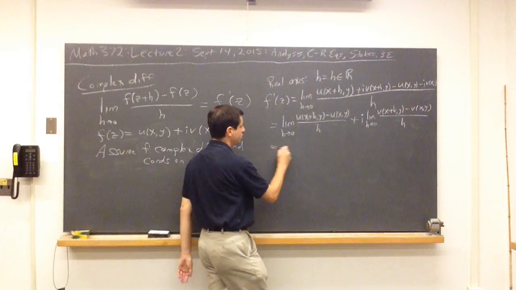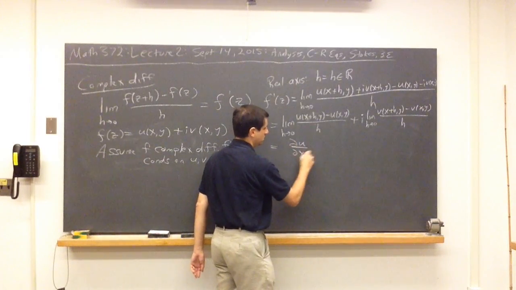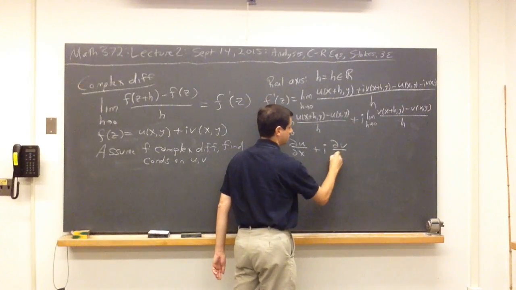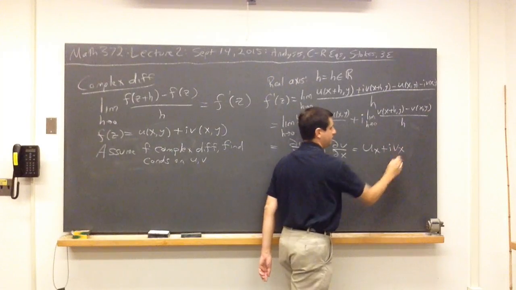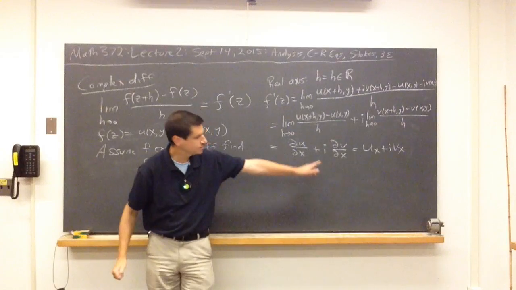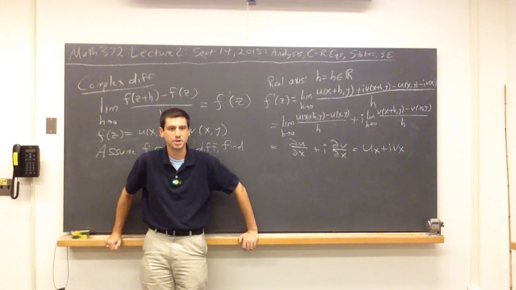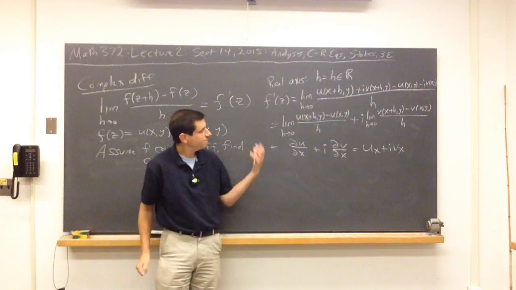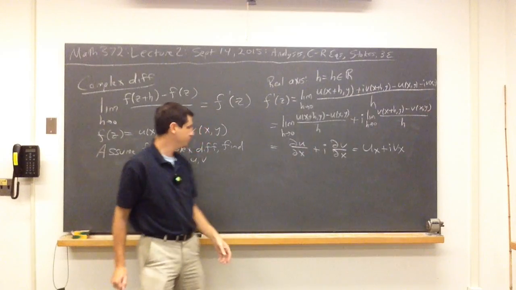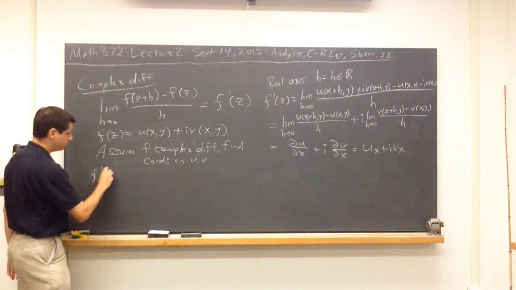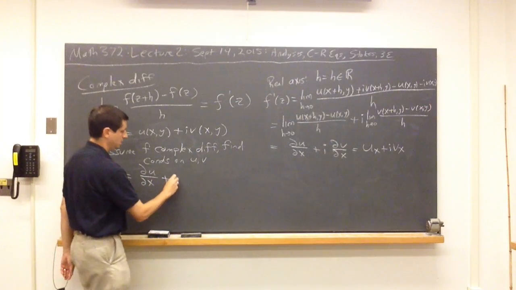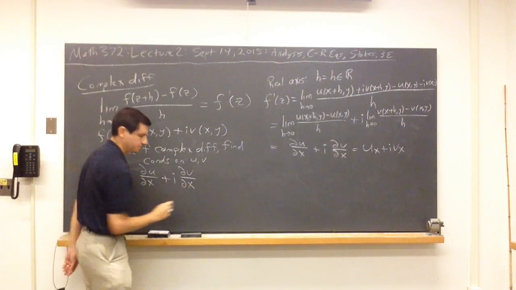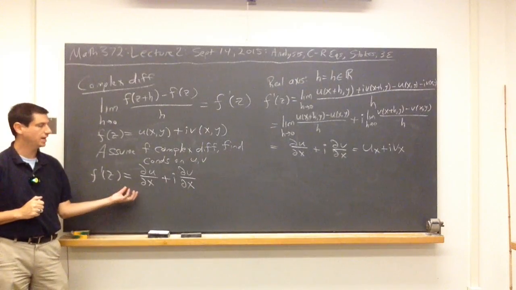Partial u, partial x. So this is going to be du dx plus i dv dx. Or if you want, you can write it u sub x plus i v sub x. This is nice compact notation. The subscript there means I'm taking the derivative with respect to that variable. So if my function is complex differentiable, here's an expression for it. So we can write over here f prime of z is du dx plus i dv dx. Okay, so this is a good start.